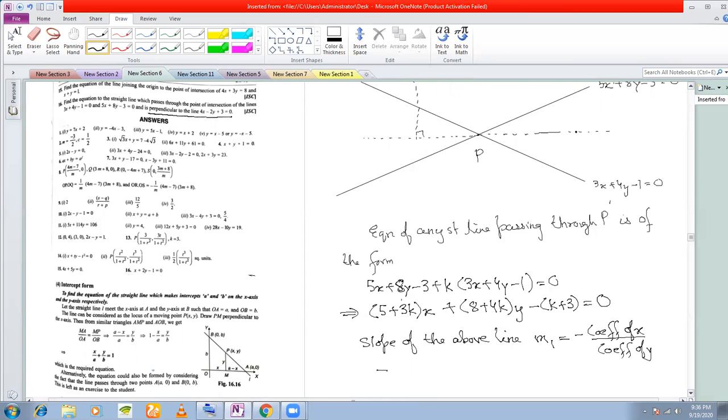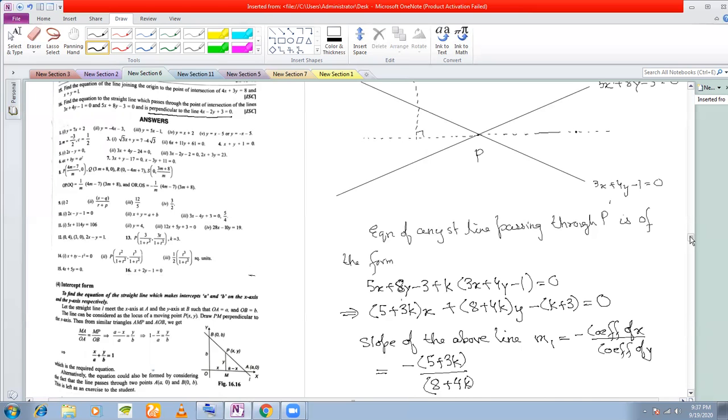So what is the coefficient of x here? Minus 5 plus 3k. And what is the coefficient of y here? The coefficient of x here is in fact 5 plus 3k, we write it with a minus sign. And the coefficient of y here is 8 plus 4k. So this is the slope of this line that you are getting, the dotted line, which passes through P.